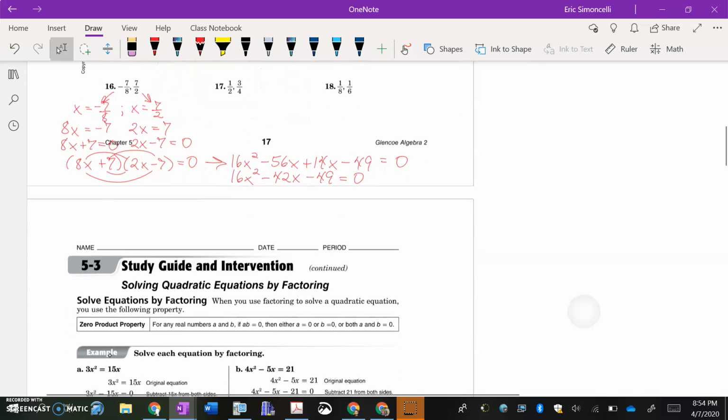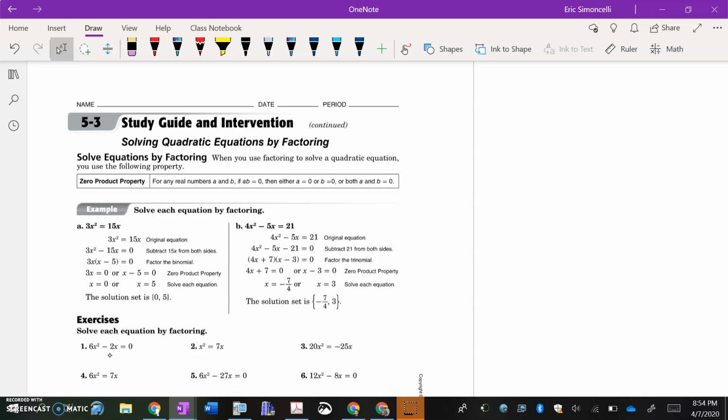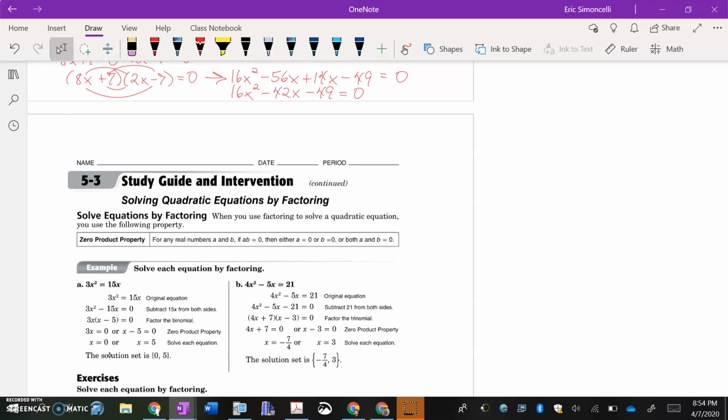All right, so just to finish things up, the continuation here is to solve an equation by factoring. When you use factoring to solve a quadratic equation, you use the following property: the zero product property. For any real numbers a and b, if a times b equals 0, then either a can be 0 or b can be 0, or both a and b can be equal to 0. Now we're going to officially take all that good work we did on the prior page and go back from the quadratic to the actual roots, or zeros, or x-intercepts.